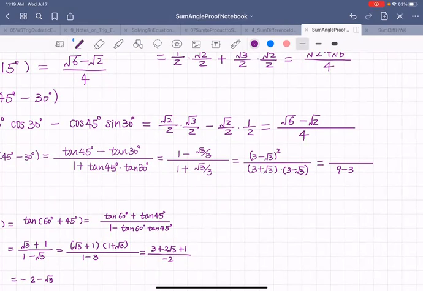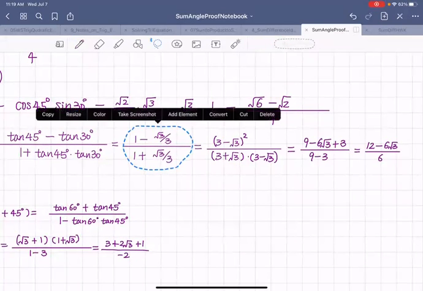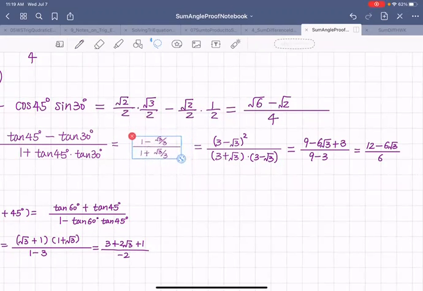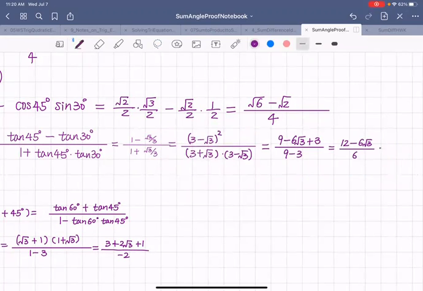9 minus 6 square root 3 plus 3. So this is 9, this is minus 6 times square root 3, plus 3. This gives me 12 minus this, divided by 6, equals how much? 2 minus square root 3. That's it. That's the final answer. Okay.